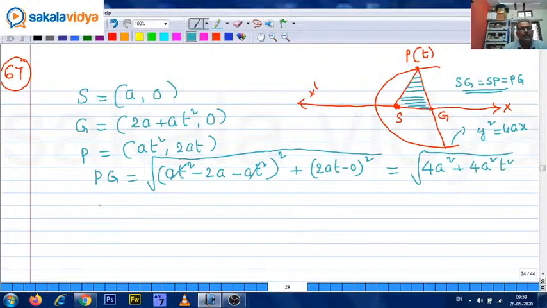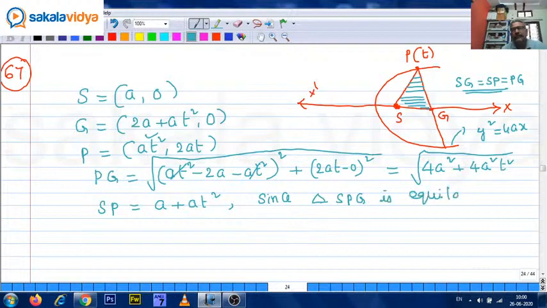Now SP. SP is nothing but the focal distance. What is the formula for focal distance? X1 plus a, where X1 means this one, at square. That is a plus at square. Since triangle SPG is equilateral, that implies we can write SP is equal to PG. You check here, SP is equal to PG. These two are equated now.